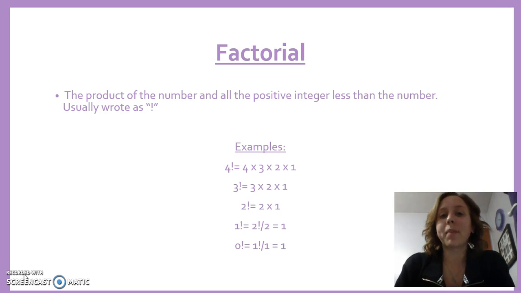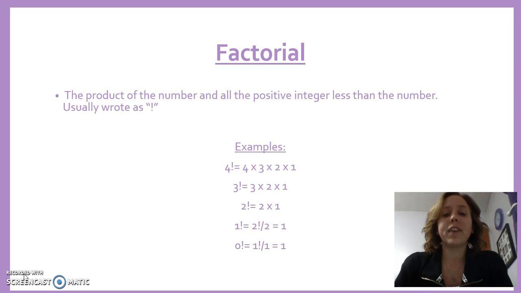So first I want to talk about a factorial, and that's the product of the number and all the positive integers less than the number. It's usually written using an exclamation point. So an example like I have below here is 4 factorial. It's 4 times 3 times 2 times 1, in which 4 factorial ends up being 24.